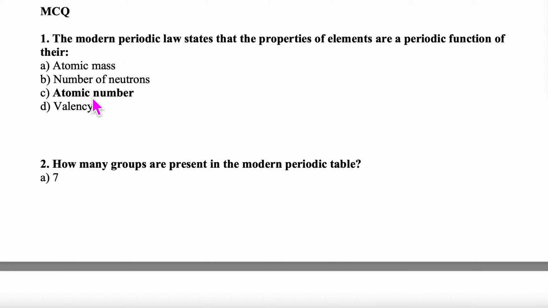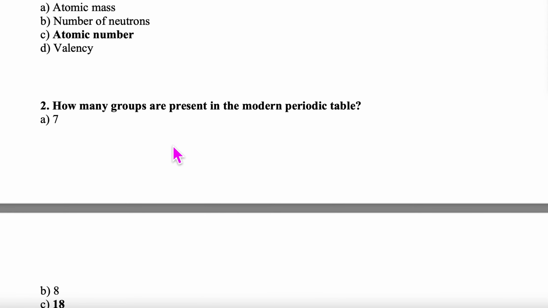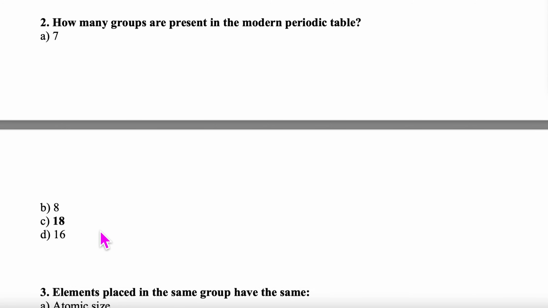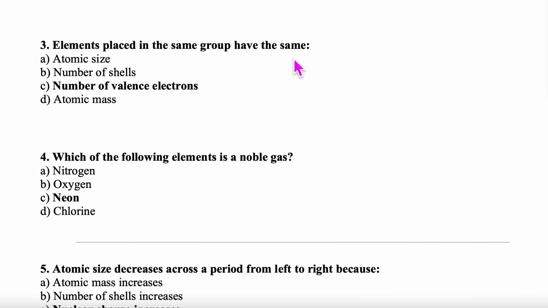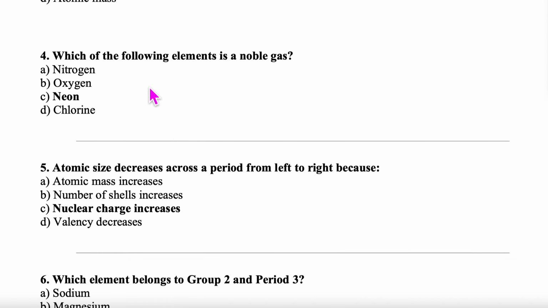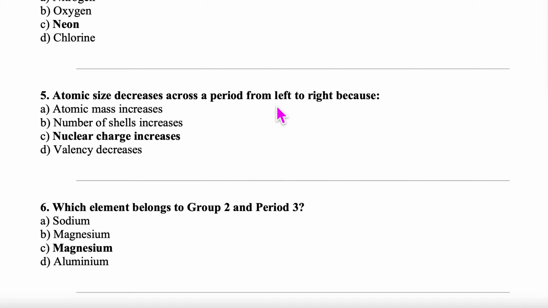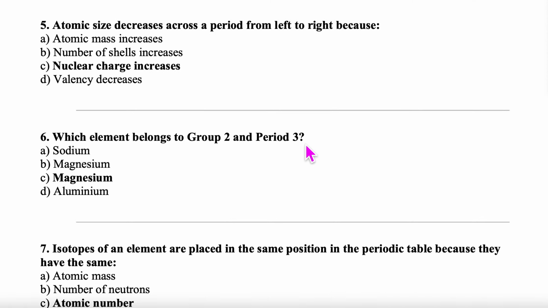Periodic function of the atomic. Oh my goodness, they made it bold already to give you the answers. How many groups can you see? 18. Oh, this is so nice. They're giving us the answers directly. Can you see that? Yes, here?